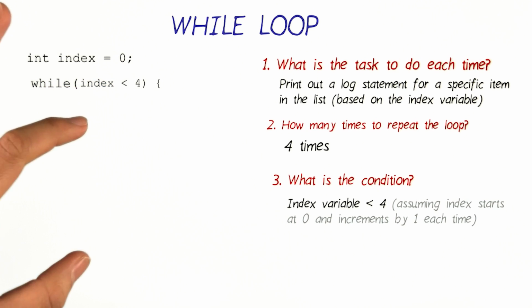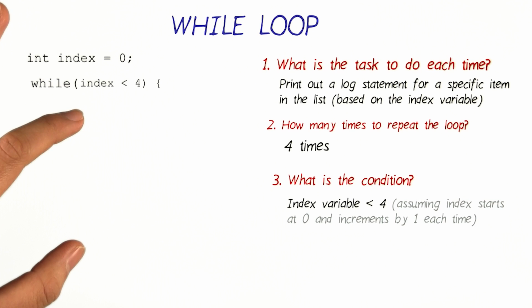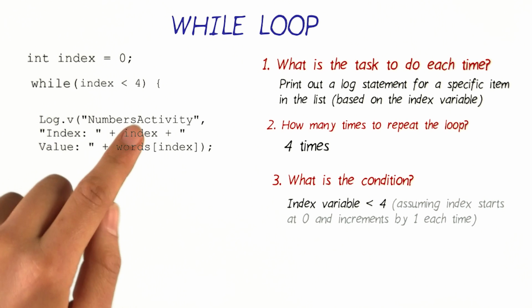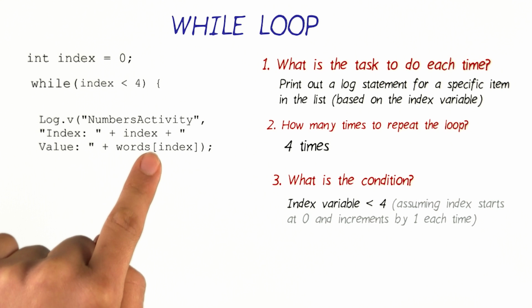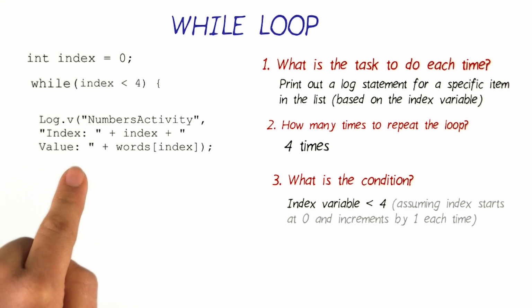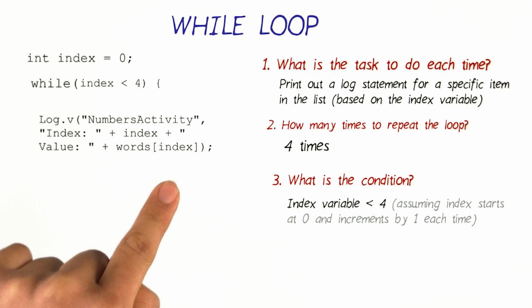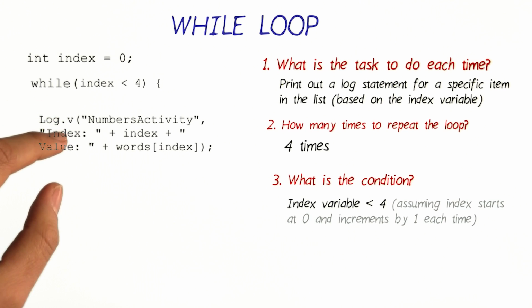Now inside the while loop, we can write instructions for the task. We want to print out a log statement for a specific item in the list based on the index value. This log statement has the tag numbers activity, and the message is index, followed by the index variable, along with value, followed by the string value at that position in the words list. And that's all the instructions that we need for this task.